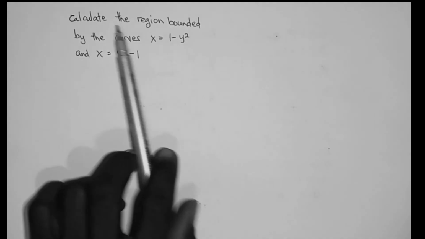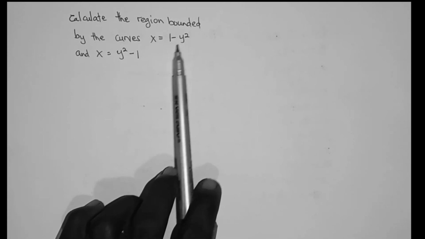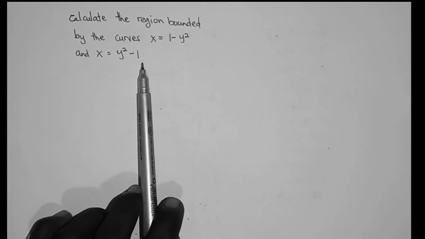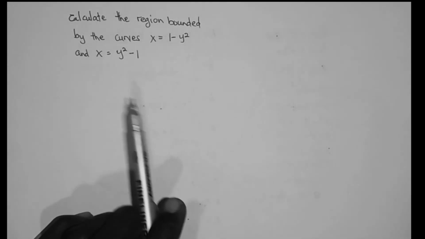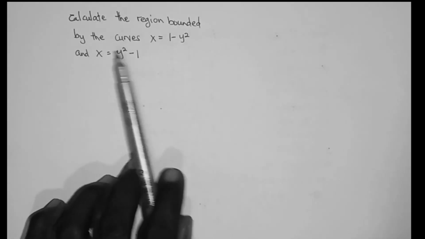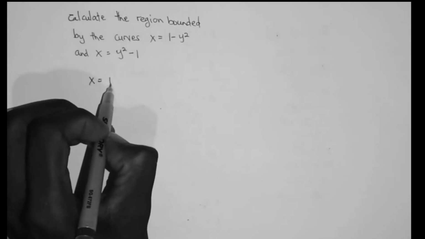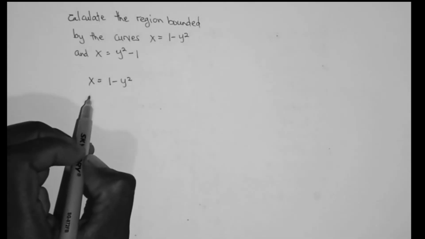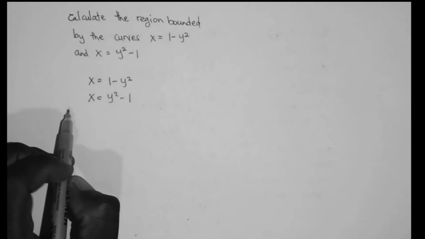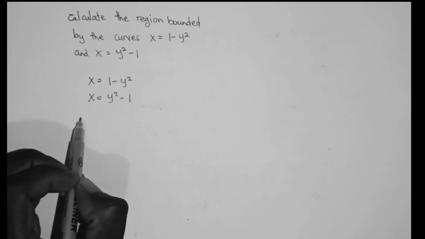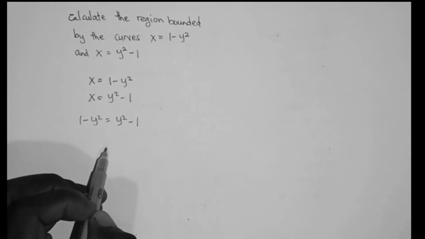Calculate the region bounded by the curves x equals 1 minus y squared and x equals y squared minus 1. So the first thing we need to do is to find the points of intersection between both curves. So the first curve is x equals 1 minus y squared, and then the second one is x equals y squared minus 1. So let's equate the two. So this implies that 1 minus y squared is equal to y squared minus 1.